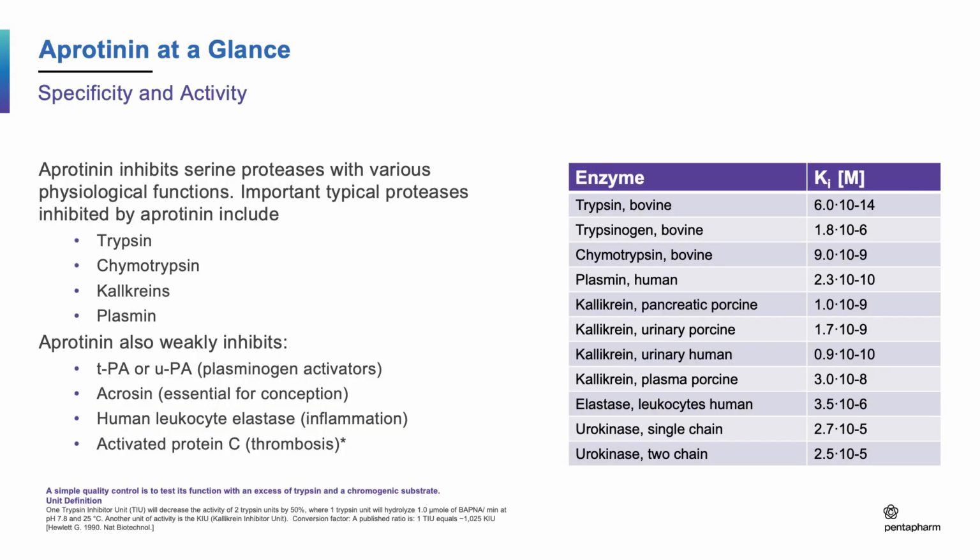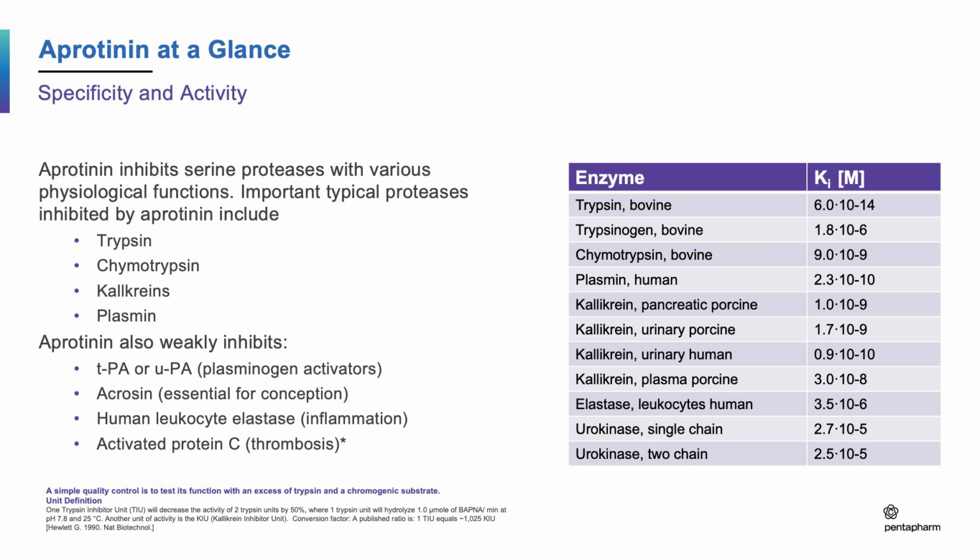In considering specificity and activity, note that aprotinin inhibits serine proteases with various physiological functions. Important typical proteases inhibited by aprotinin include trypsin, chymotrypsin, kallikreins, and plasmin. Aprotinin also weakly inhibits the plasminogen activators TPA or UPA, acrosin, which is essential for conception, human leukocyte elastase, which plays a role in inflammation, and activated protein C, which is involved in thrombosis.